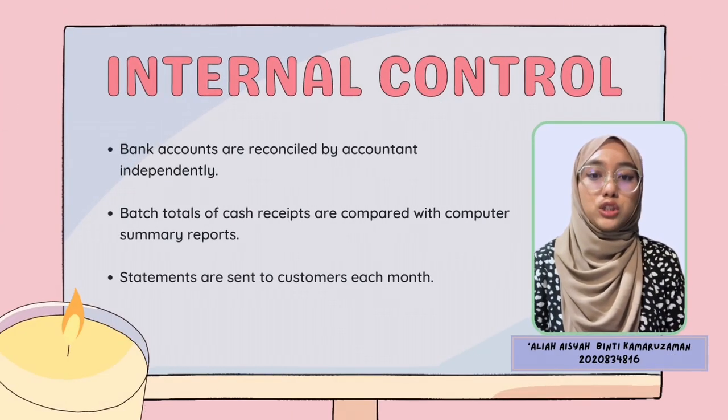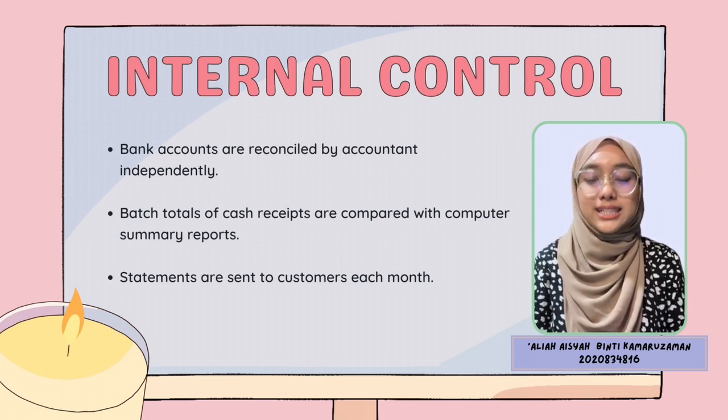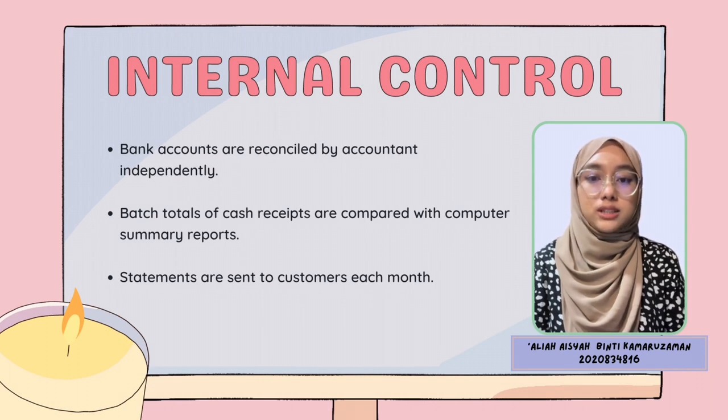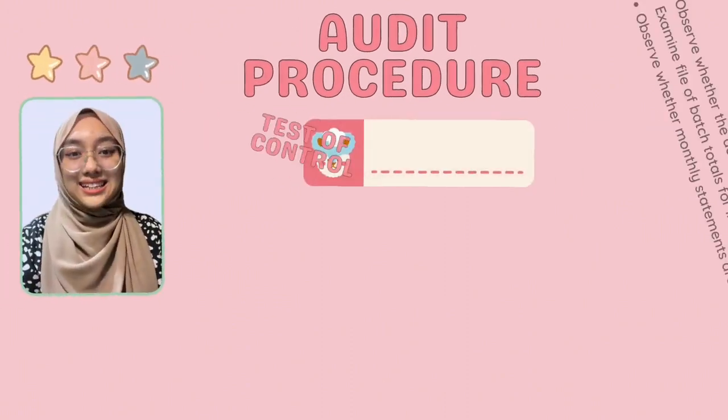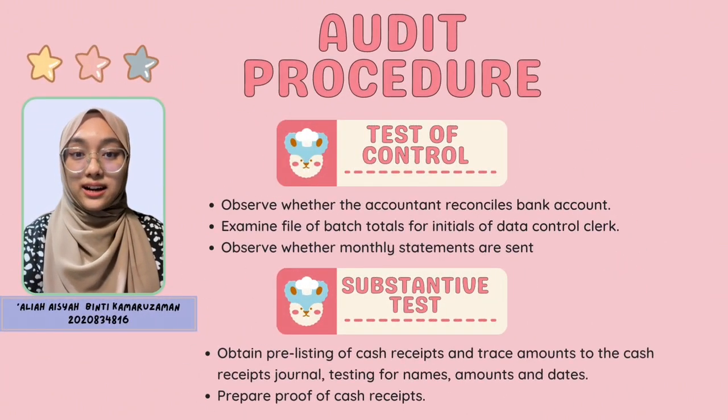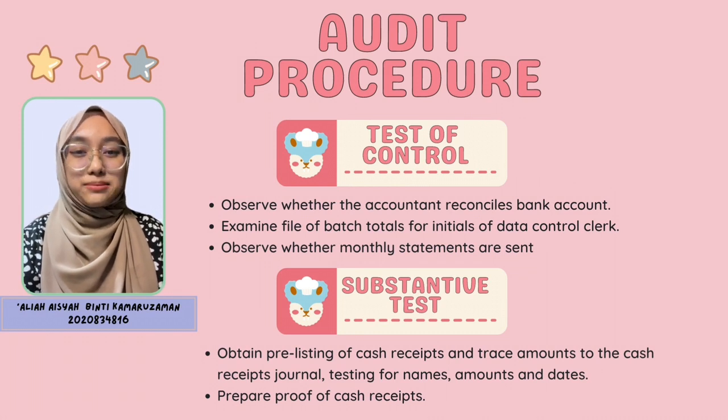The internal controls for accuracy are: bank accounts are reconciled by accounting independently, batch totals of cash receipts are compared with computer summary reports, and the last one, statements are sent to customers each month. Next, it is the audit procedure. It is divided into two, which are the test of control and the substantive test.